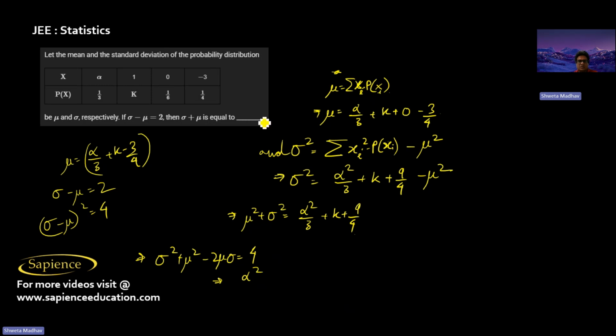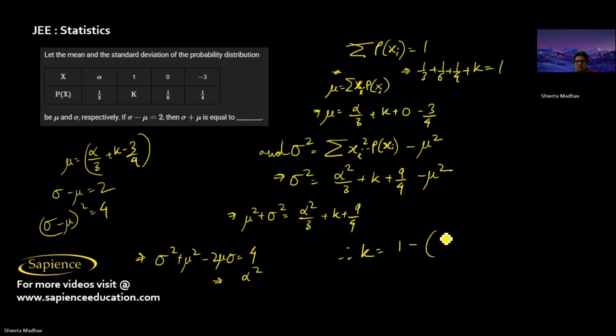We also know that the sum of all the probabilities will be 1. So summation p of xi is equal to 1. Therefore I can say 1 by 3 plus 1 by 6 plus 1 by 4 plus k is equal to 1. So k will be equal to 1 minus of 2 by 6 plus 1 by 6, so 3 by 6, which is 1 by 2. 1 by 2 plus 1 by 4 is 2 by 4 plus 1 by 4, so this is 3 by 4. So this is 1 by 4. So k is equal to 1 by 4.